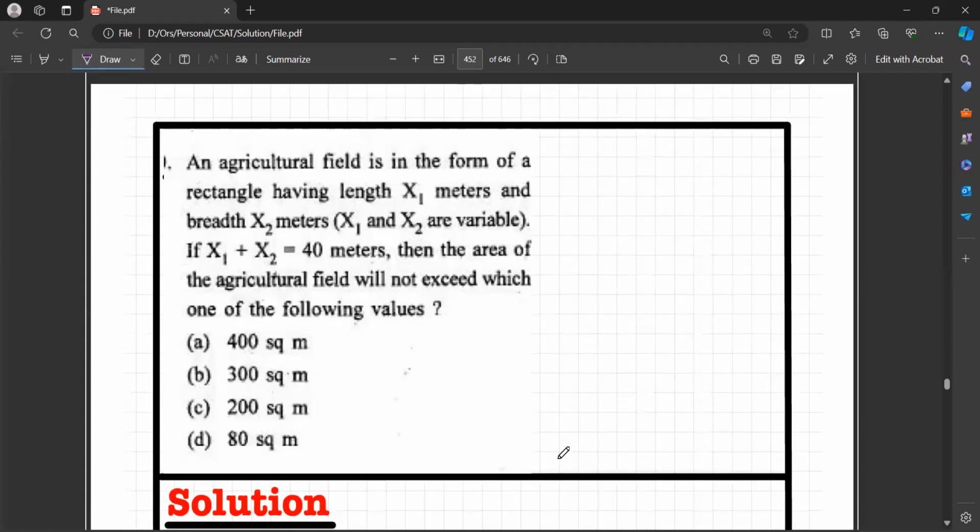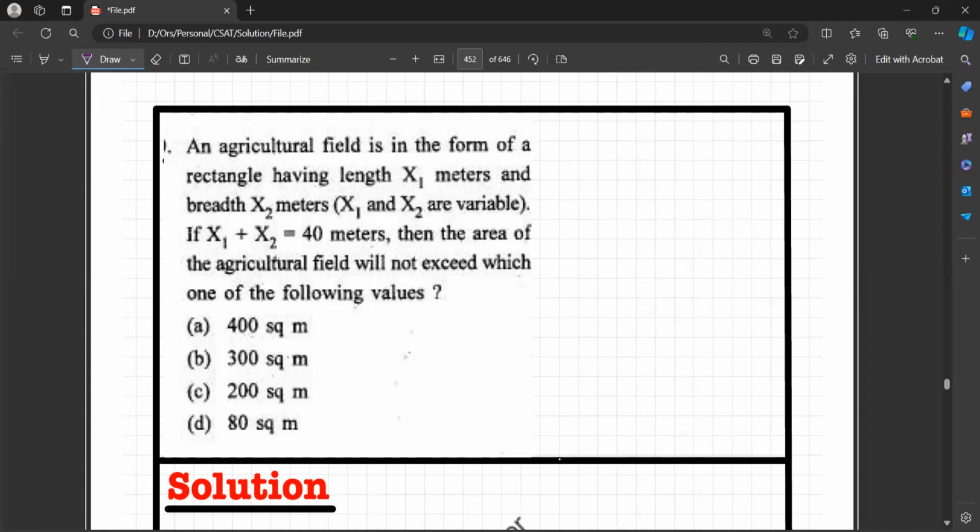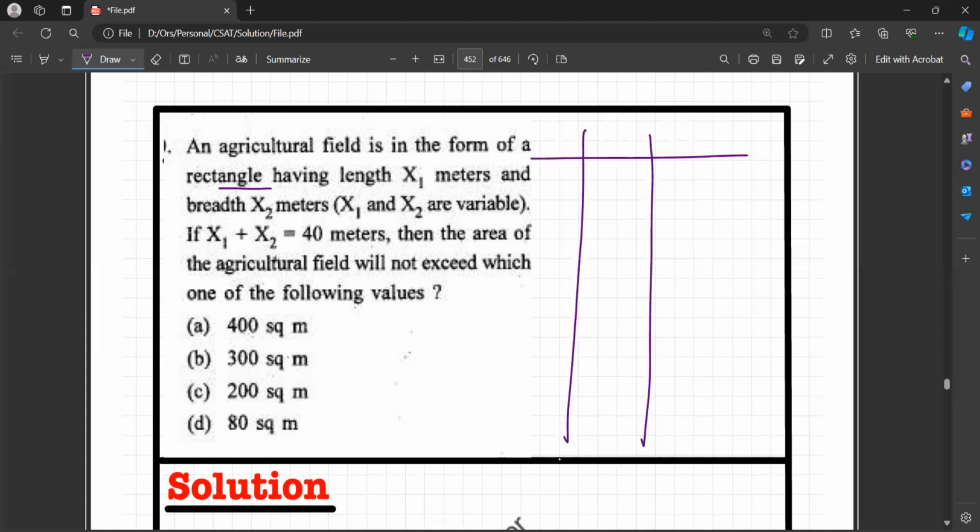Coming to the next problem. An agricultural field is in the form of a rectangle having length x1 meters and breadth x2 meters. If x1 plus x2 equals 40 meters, then the area of the rectangular agricultural field will not exceed which of the values? Now let us see. This is an understanding based problem. The sum of x1 and x2 should be 40. And then what will be the area? x1 into x2. Now if I take the case 1 and 39, the area would be 39. Again 2 and 38, the area would be 38 into 2. Yes or no? That will be 76.